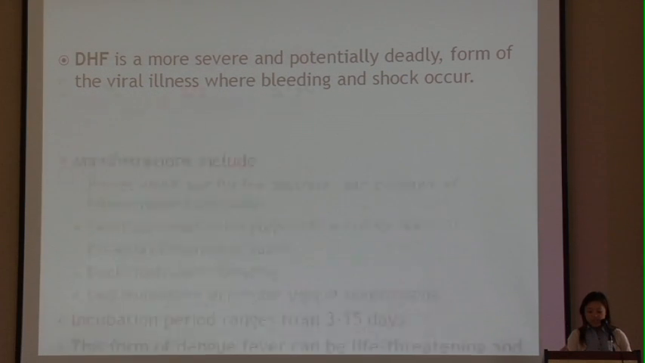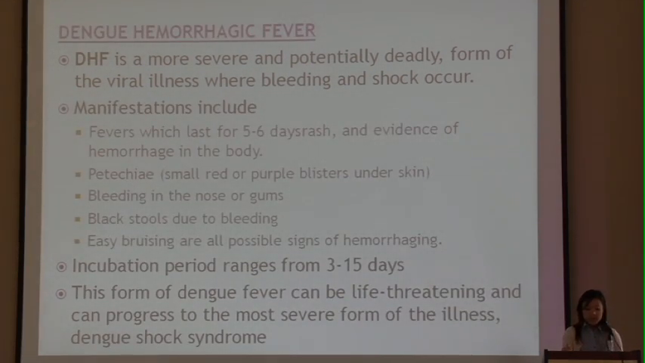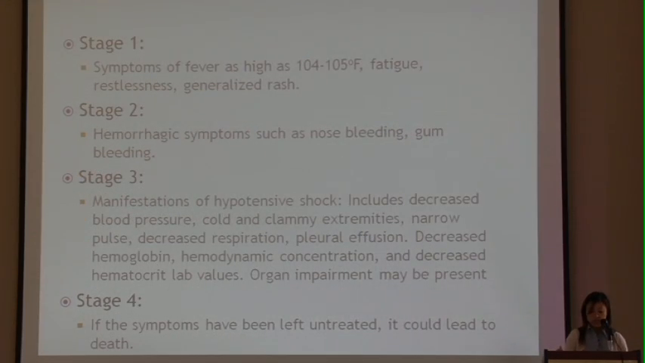And dengue hemorrhagic fever is a more severe and potentially deadly form of the viral illness where bleeding and shock may occur. Manifestations include fevers which last for 5 to 6 days with a rash and evidence of hemorrhage in the body. You'll see petechiae, bleeding in the nose or gums, black stools due to bleeding. Easy bruising are all possible signs of hemorrhaging, and incubation periods range from 3 to 15 days. This form of dengue fever can be life-threatening and can progress to more severe forms of the illness, which is dengue shock syndrome.